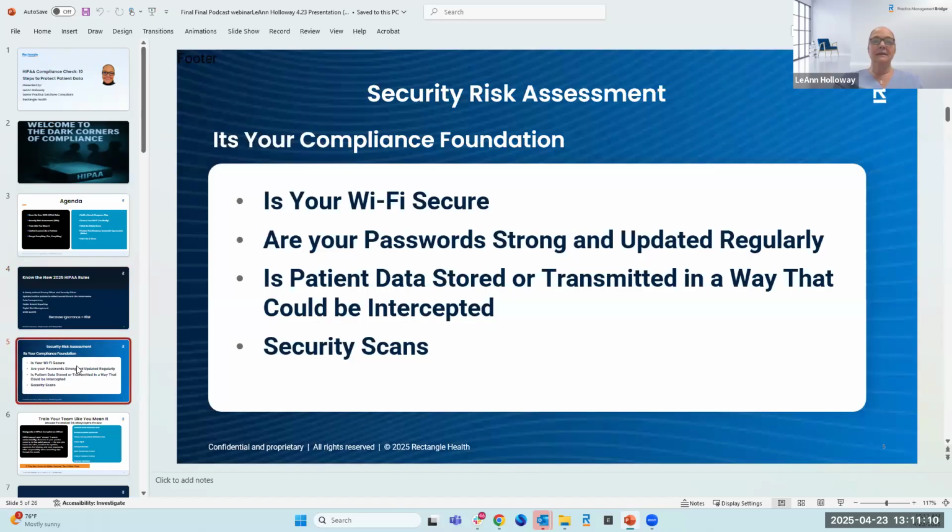One of the biggest ones is your security risk analysis. Okay? Because guessing does not count. This is the number one thing HHS asks for if there's a data breach or even a complaint. HIPAA loves documentation, okay? And the risk assessment is the golden rule of HIPAA, if you want to think about it that way. If you don't have a current documented risk assessment, or what we like to call SRA, you're already out of compliance. Your HIPAA security risk assessment isn't just a formality, it's your compliance foundation.